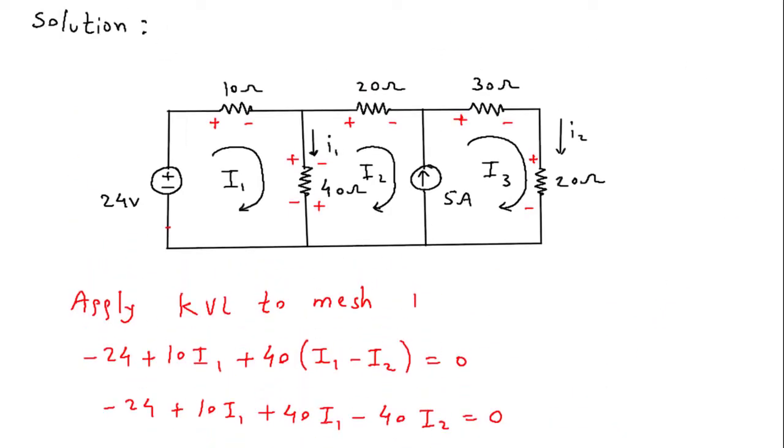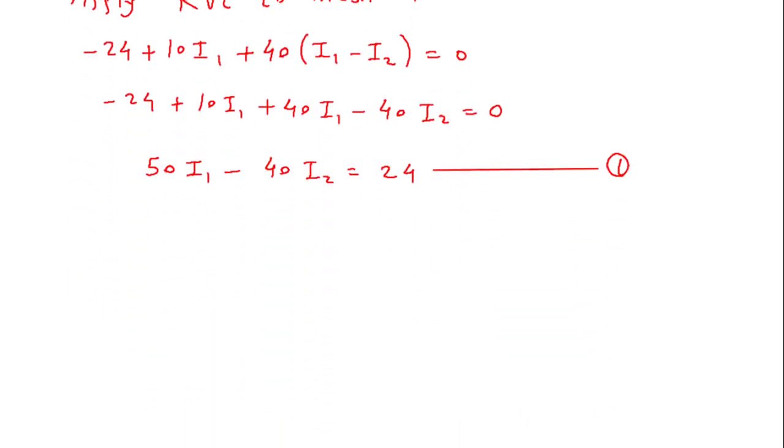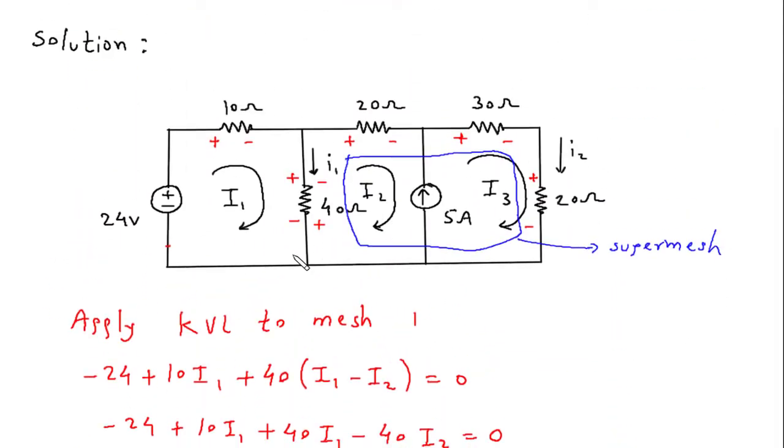Now as we can see that mesh 2 and mesh 3 form a super mesh. So this is a super mesh. Now we will apply KVL to the super mesh. Let's say we will start from here.